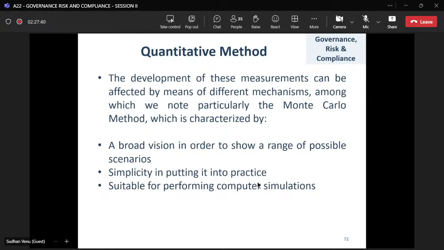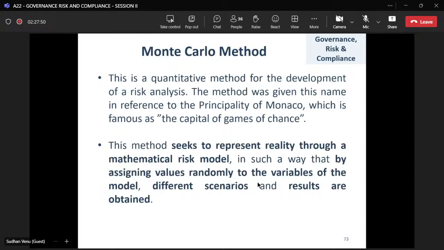The development of this measurement can be carried out by means of different mechanisms, among which we note particularly the Monte Carlo method, which is characterized by a broad vision that shows the range of possible scenarios, simplicity in putting into practice, and suitability for performing computer simulations. That is the Monte Carlo method, and it is a quantitative method for the development of risk analysis.